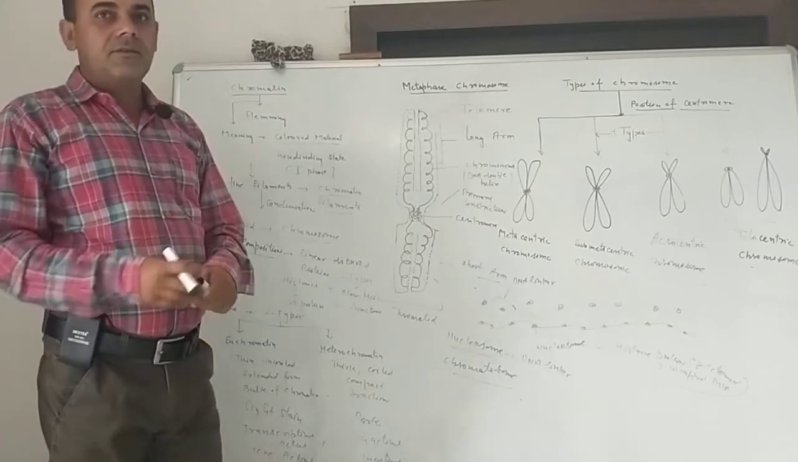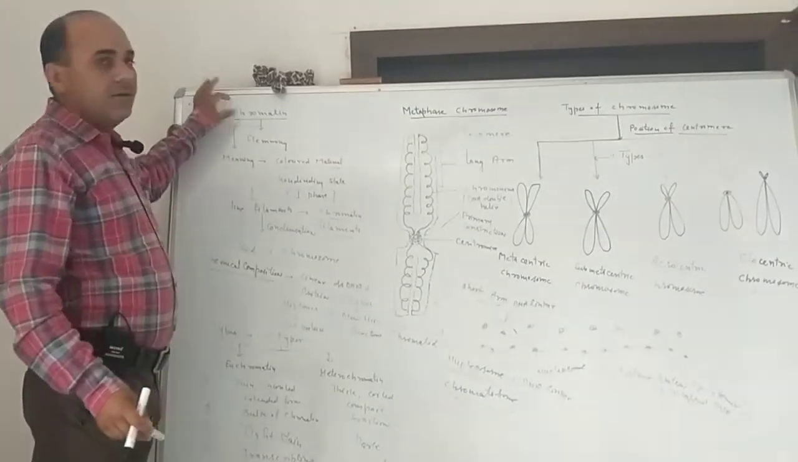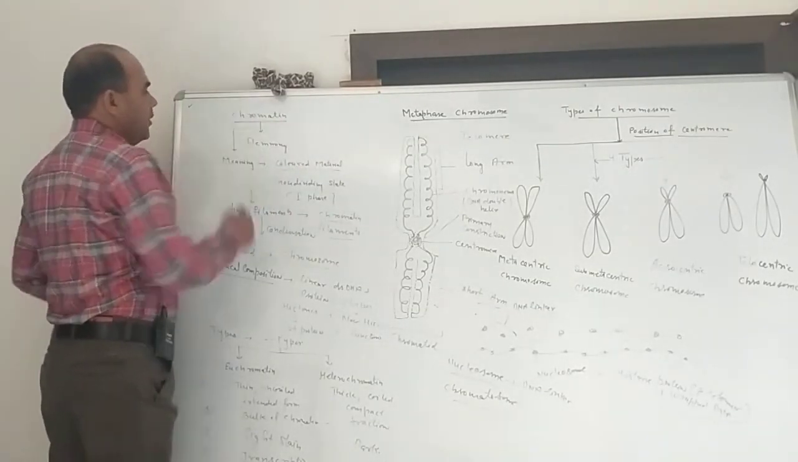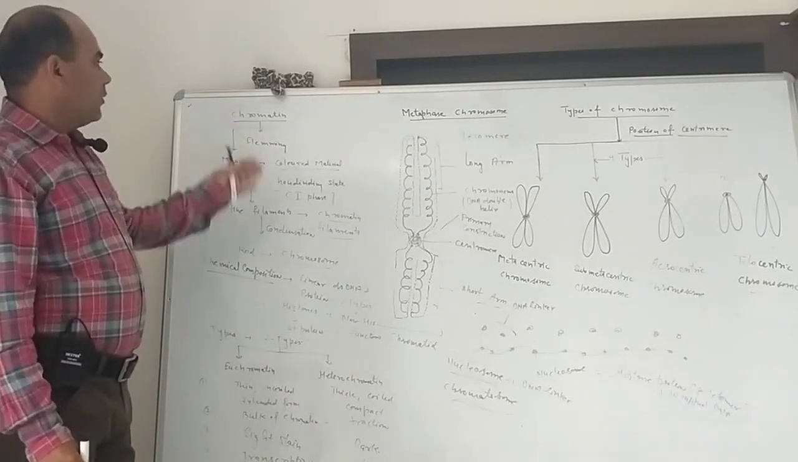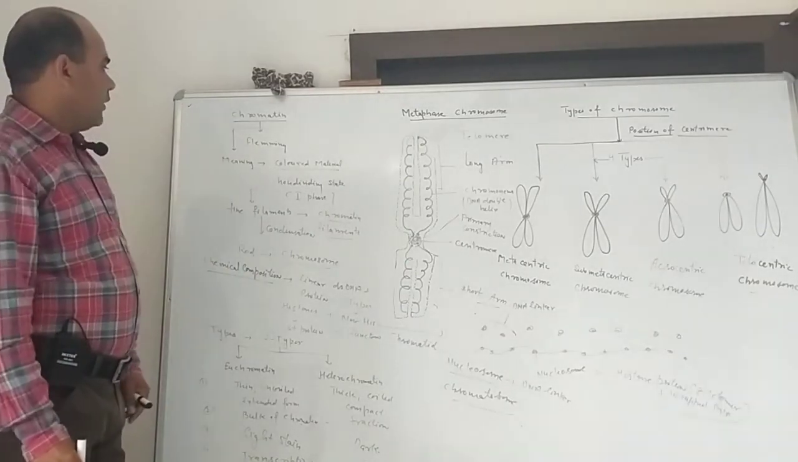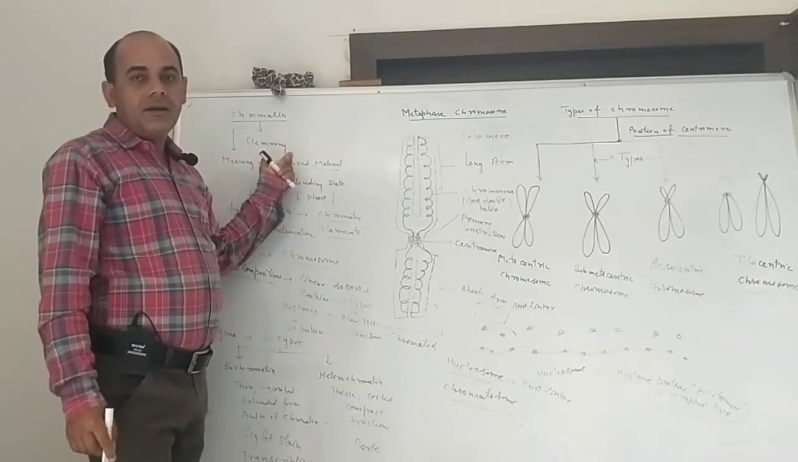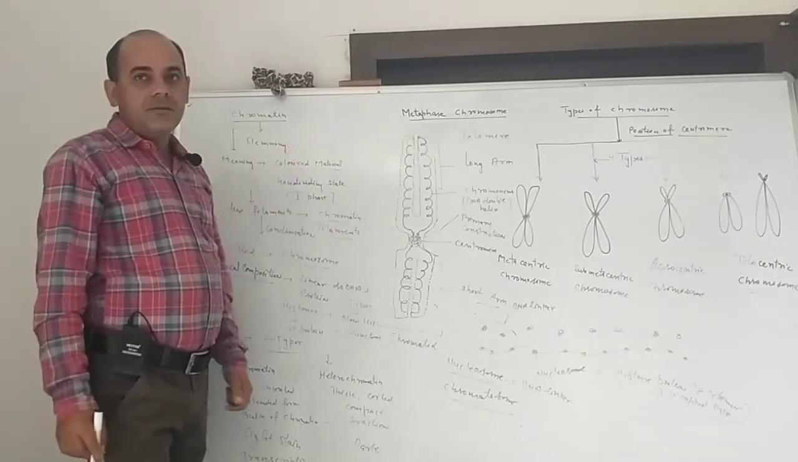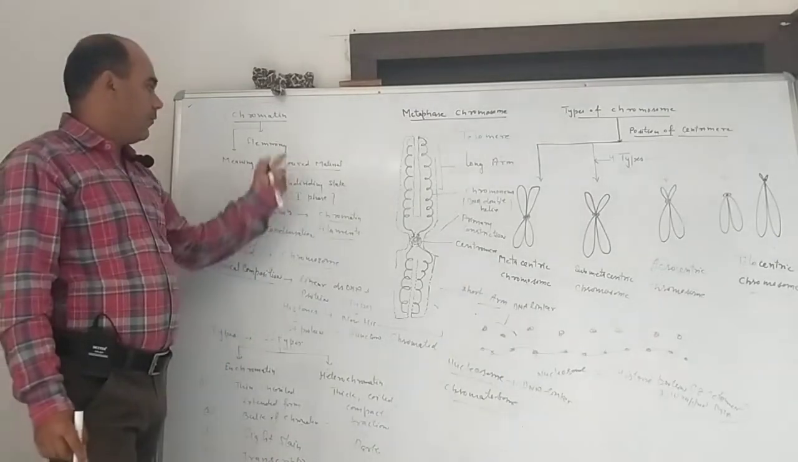We are going to discuss a new topic. Today's topic is chromatin. What is chromatin? First of all, who gave the word chromatin? This word was given by Fleming. Very important question, remember, a 1 mark question: the term chromatin was given by Fleming.